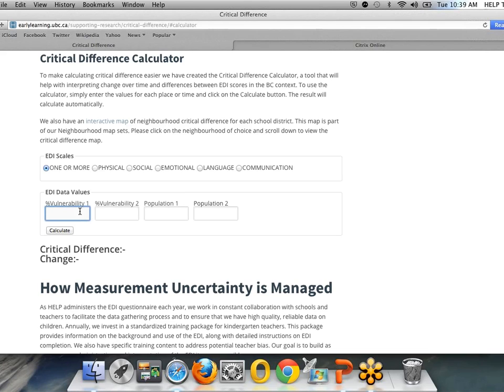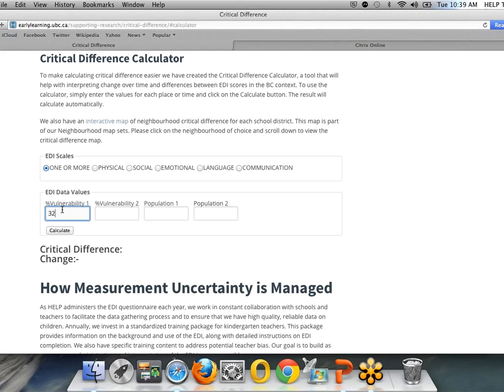And you start out by taking one vulnerability. So my first example, I'm going to do vulnerable on one or more scales. That's important too. You must select the correct one. If you were looking at physical vulnerability, you would need to click on physical, but we're doing one or more here. And I'm going to look at Southeast Kootenay.